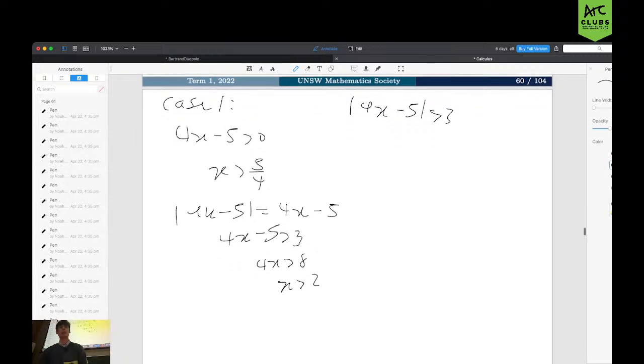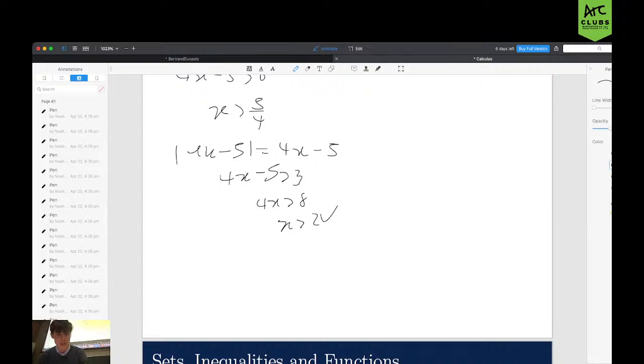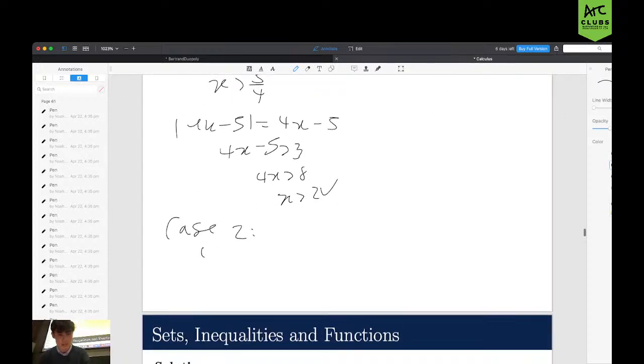We just have to quickly check that x greater than 2 lies within our range of positive x values. In other words, is 2 greater than 5/4? Yes, it is. So this is a valid solution. Then we have to take our second case, wherever the inside of the absolute value function is negative, in which case we have to multiply by negative 1 to make it positive again. That's where 4x minus 5 is less than 0, so x is less than 5/4, in which case the absolute value of 4x minus 5 is equal to negative 4x plus 5.